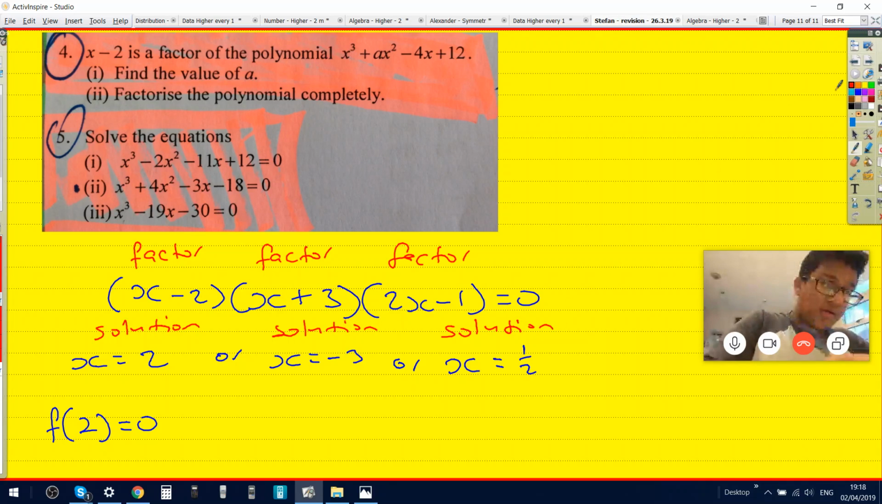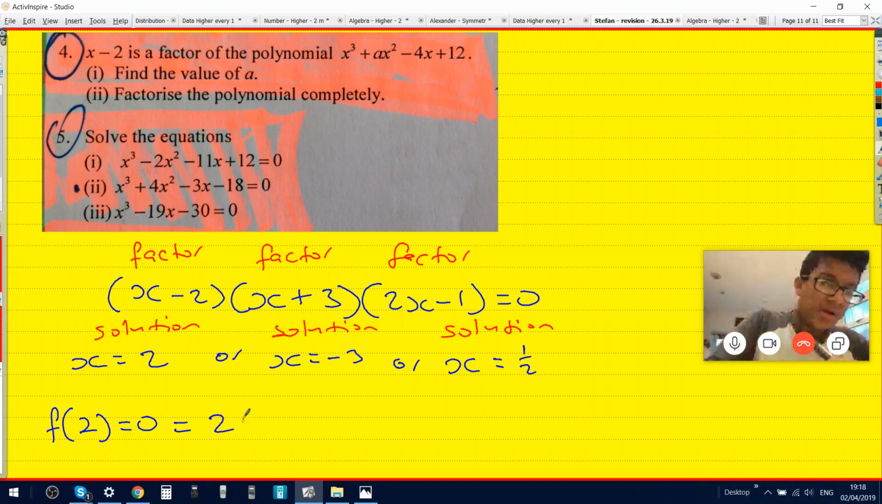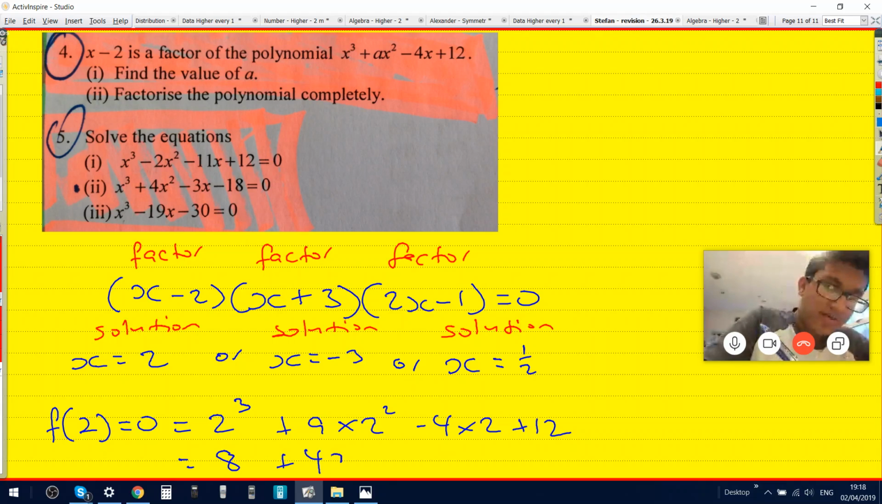Yeah. So I can just, and we know this is equal to 0. So I've got 2 cubed plus a times 2 squared minus 4 times 2 plus 12 equals 0. So 8 plus 4a minus 8 plus 12 equals 0. So 4a equals minus 12. Therefore, a must equal minus 3. Well done.